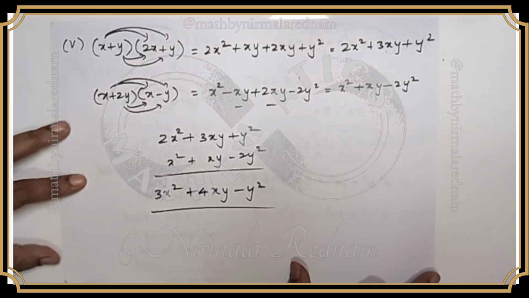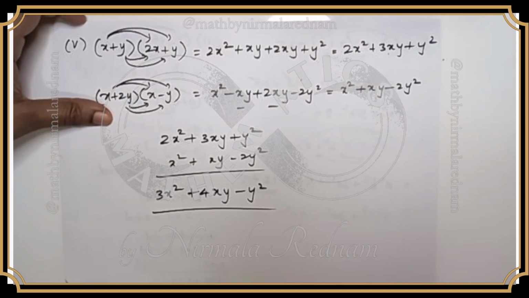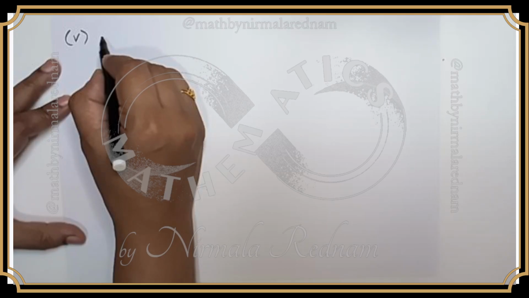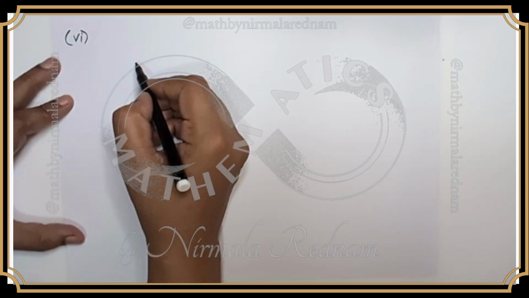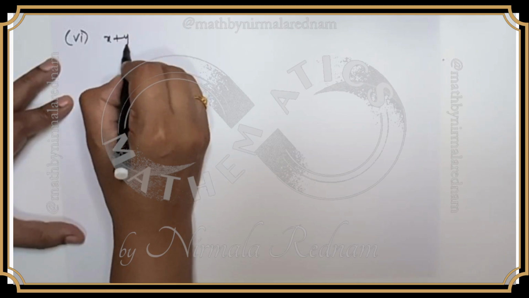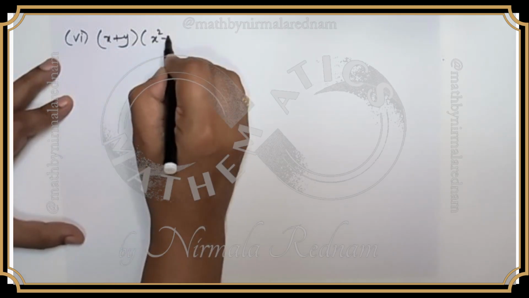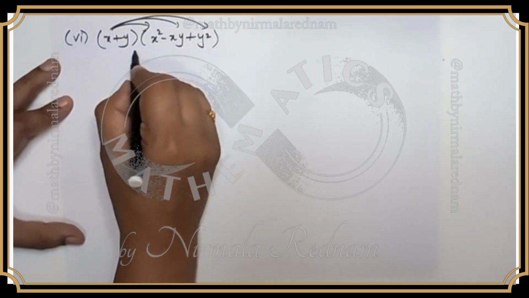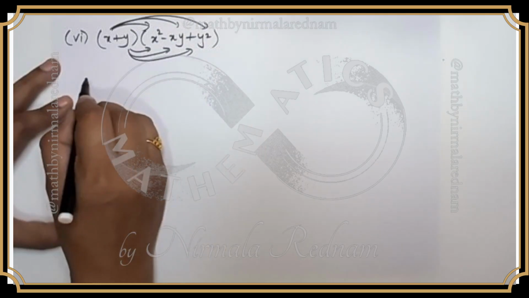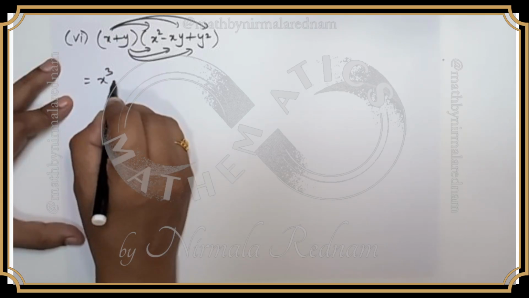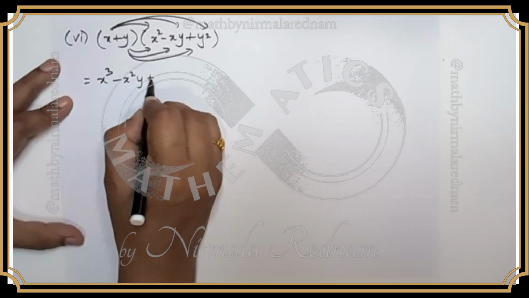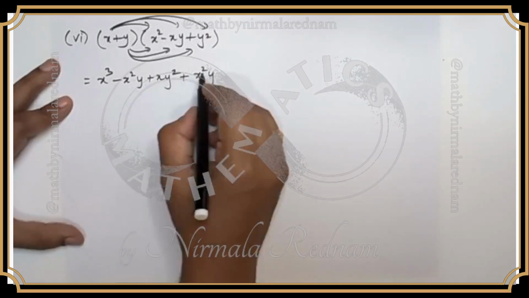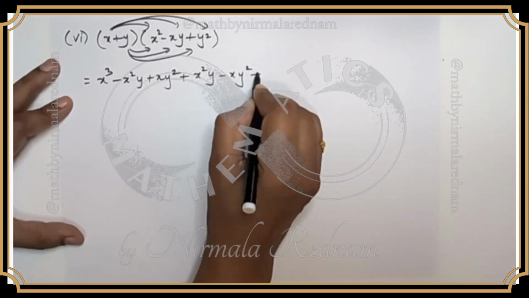Next I have the sixth question. x plus y. Now I have a binomial and a trinomial, okay? So here what we are going to do is multiply each term in the first with each term in the second. So this will give me x into x square is x cube minus x square y plus xy square, and then x square, I'll write it as x square y, it's the same thing, minus xy square plus y cube.